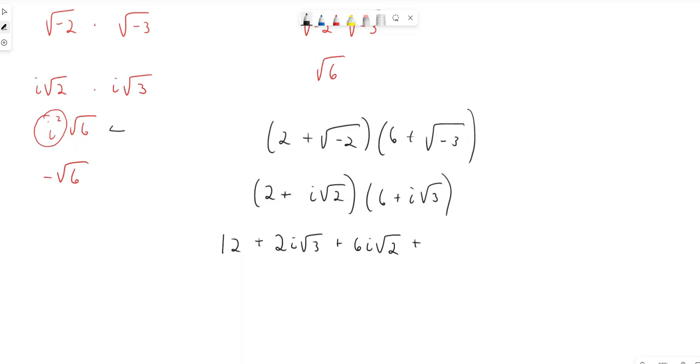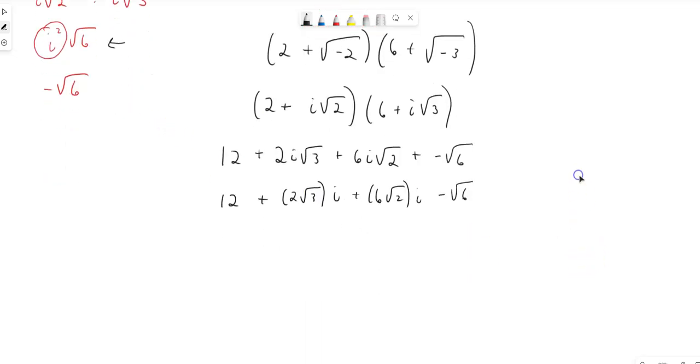Well, remember, we already did that here. So those last terms just give me a negative square root of 6. And there's not much more I can do. I can have a 12 plus 2 square root of 3 times i plus 6 square root of 2 times i plus a negative square root of 6. And I guess the best thing I can do is group things together.